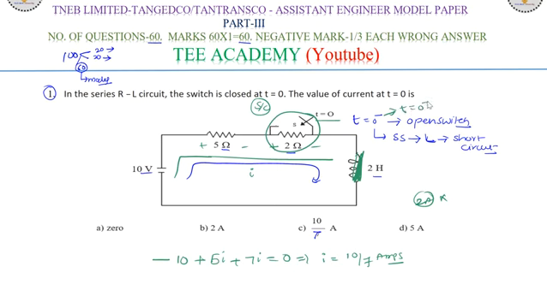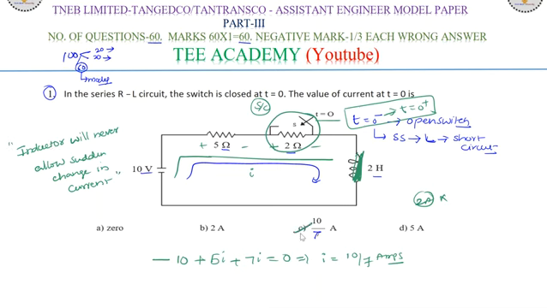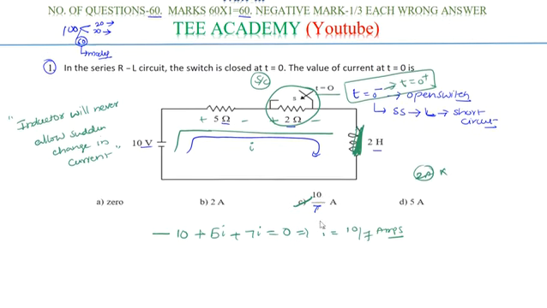At t is equal to 0 plus, the same current will flow. That is the point you should understand here. Okay, I'll write this point here. Inductor will never allow sudden change in current. So this is the concept you need to understand here in this problem. Based on this, the answer will be C. So check your answers. If you are getting a C answer, you have the concept.